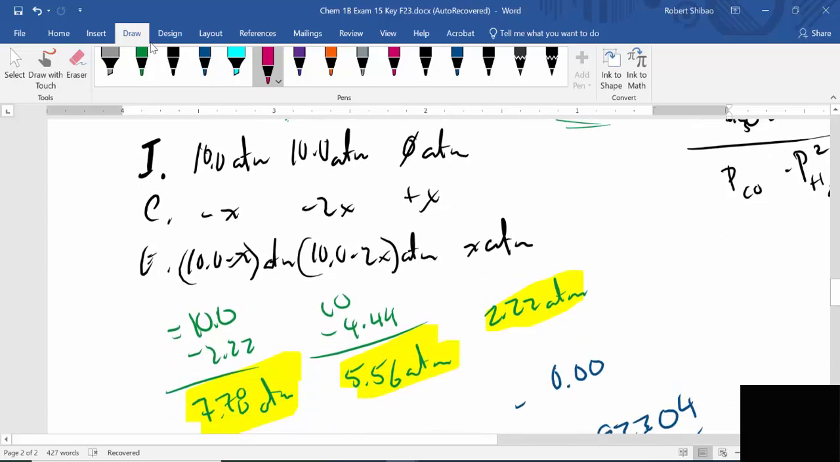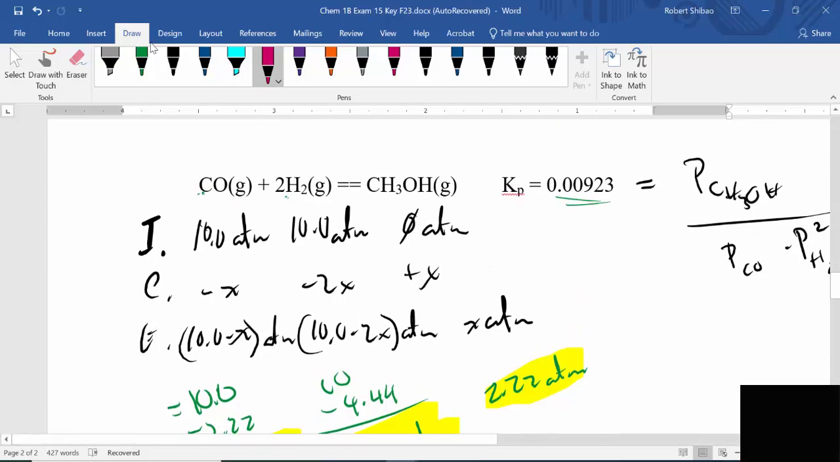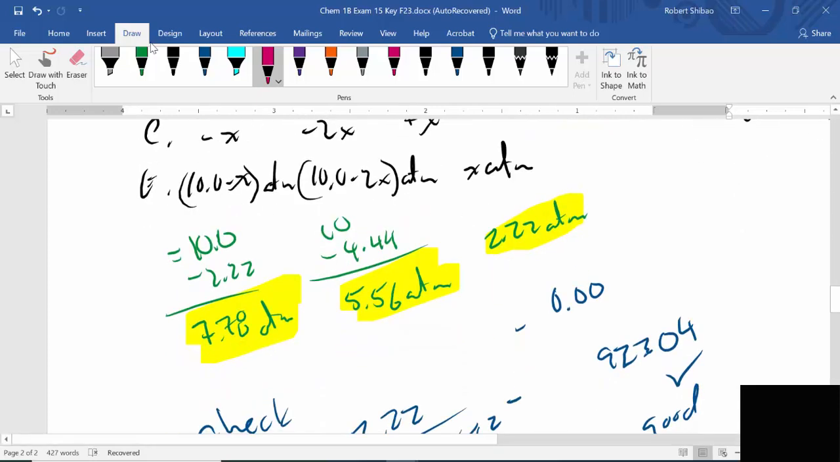And so the methanol pressure, this will be in atmospheres. The methanol pressure is going to be 2.22, that's just X. The hydrogen will be 10 minus 2X. So 10 minus 2 times 2.22, which is 4.44. That's going to give us 5.56 atmospheres. And then the carbon monoxide pressure is going to be 10 minus 2.22 or 10 minus X, which is 7.78. And so these are the equilibrium pressures.